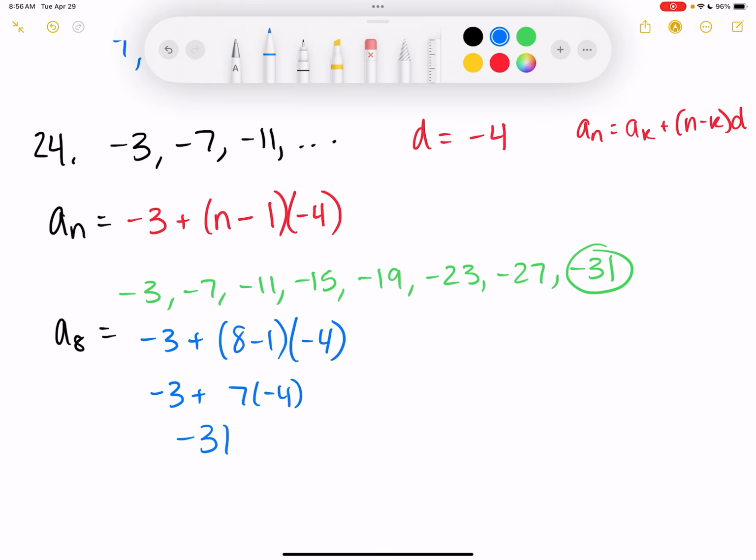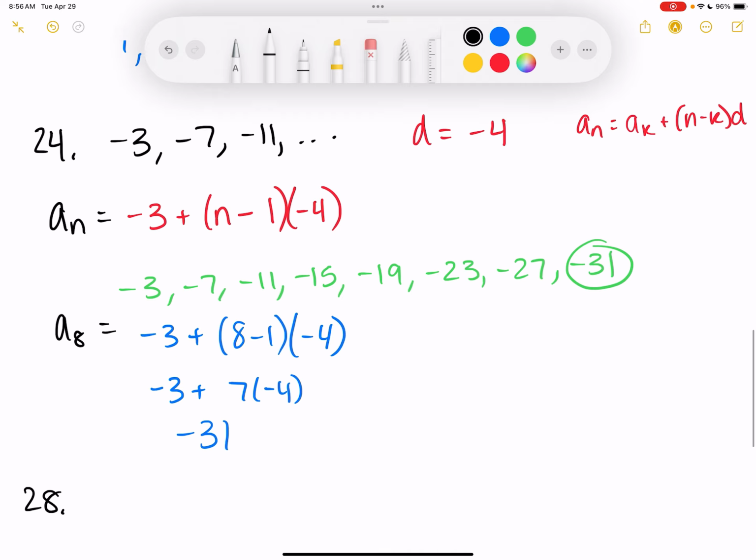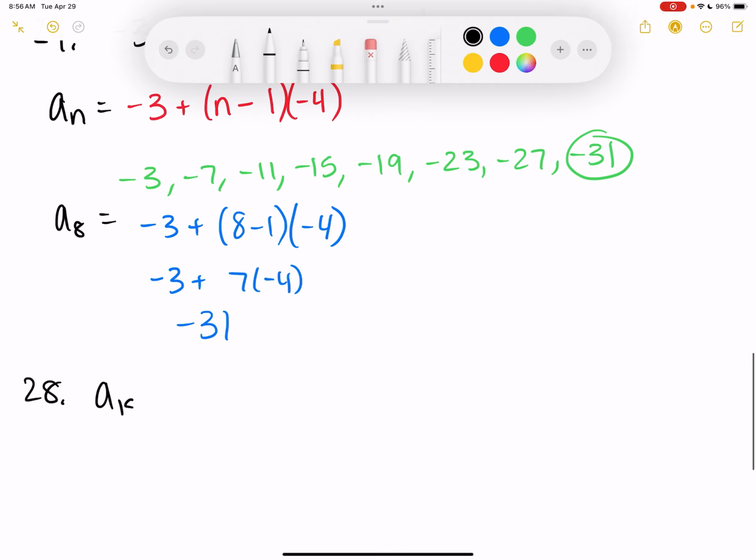Let's see. 28. A sub 15 is equal to 8, and A sub 16 is equal to 5. So obviously, I don't have a first term given to me, but I do have 2 back-to-back terms. So how am I getting from 8 to 5? Yep, so that means D is equal to -3.